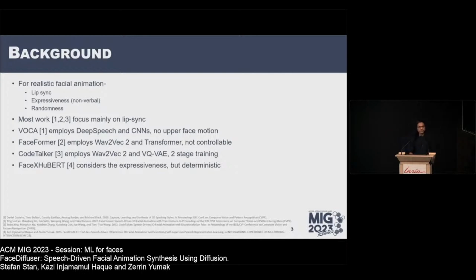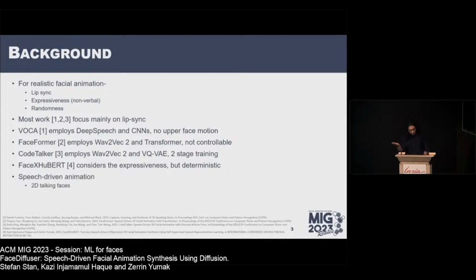FaceXHubert considers expressiveness by taking into account a controllable emotion category, but in a binary way. But it is a deterministic approach, so the randomness is not there. Given a speech input, it will generate the same results every time.